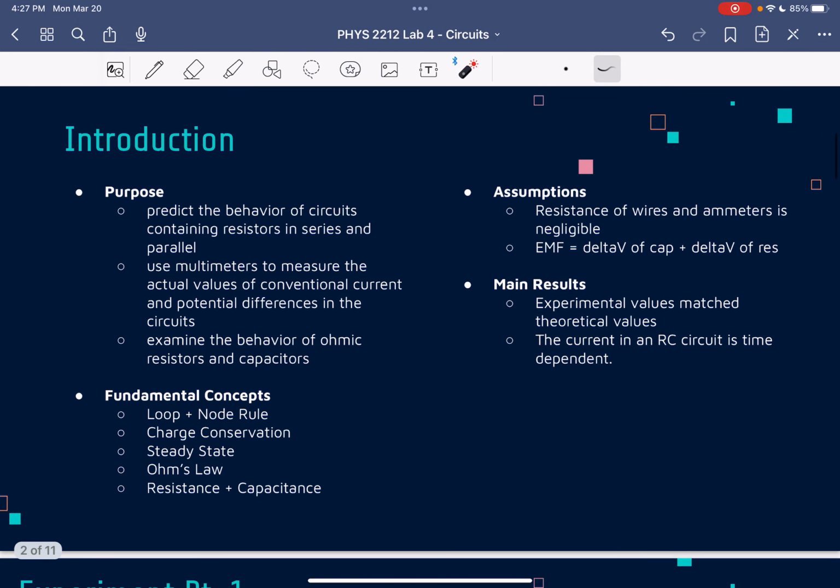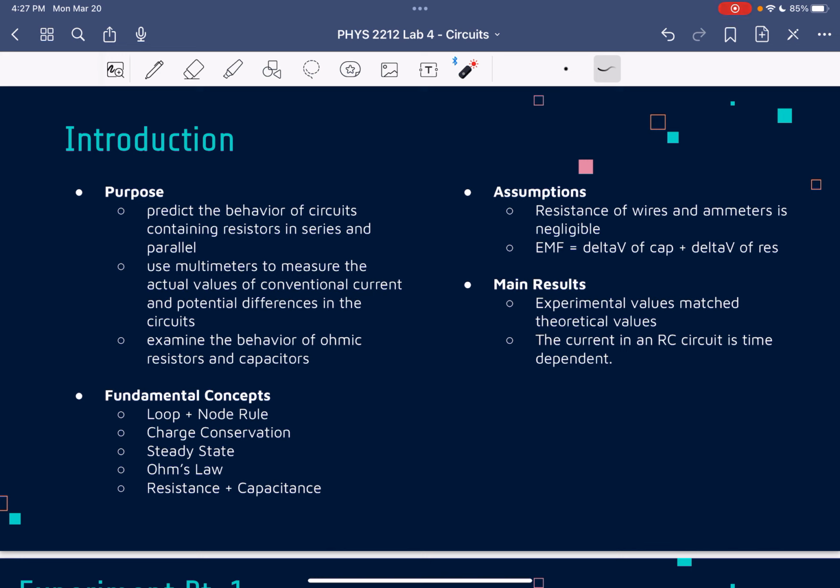Some introduction is that the purpose of this lab is to predict the behavior of circuits, use multimeters to measure conventional current and potential differences, and examine the behavior of resistors and capacitors. Some concepts we're using today include the loop and node rule, charge conservation, steady state, Ohm's law, resistance, and capacitance.